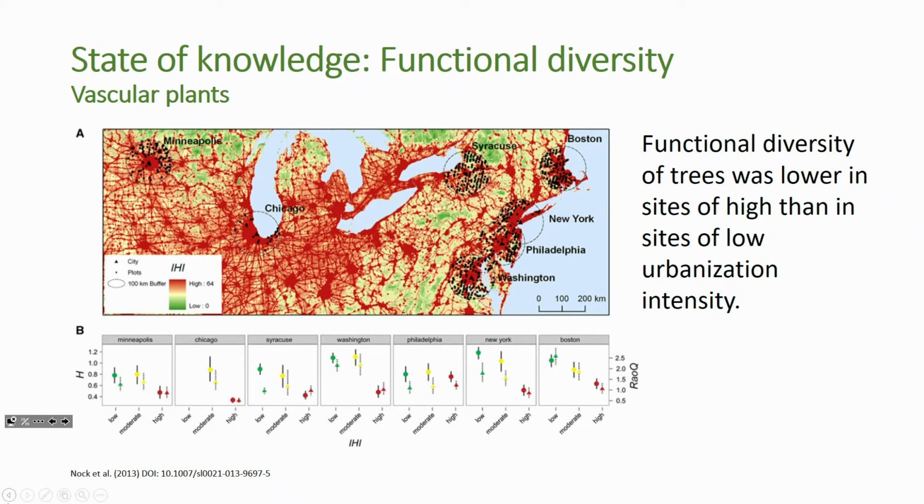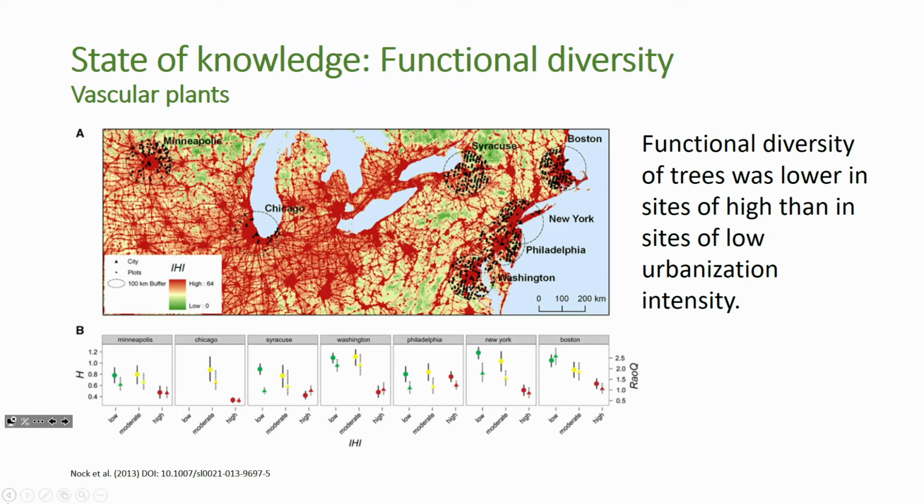And what you see here is from a study by Nock et al. They analyzed the functional diversity of trees in response to urbanization in the United States. They did so for a range of metropolitan areas: Minneapolis, Chicago, Washington, Philadelphia, New York, Boston, and Syracuse. Within each of these metropolitan areas, they investigated tree occurrence in sites of low, medium, and high urbanization intensity. They then calculated, on the one hand, a taxonomic measure of diversity, Shannon diversity, and on the other hand, a functional measure of diversity, which is called Rao's Q.